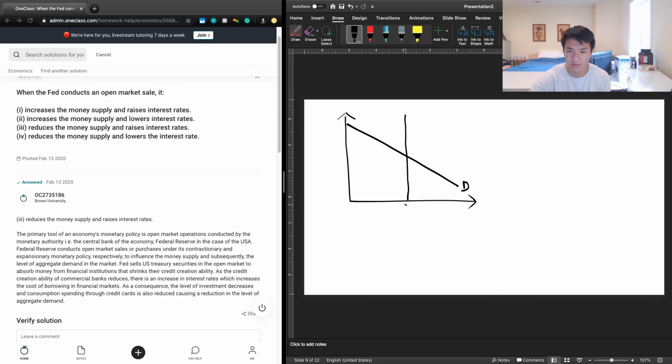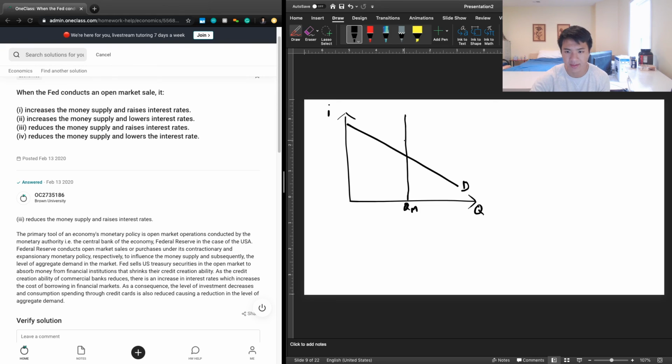So this is the quantity of money. And it is not dependent on what we have on the y-axis, which is interest rates. It is fully controlled by certain things that the Fed does.